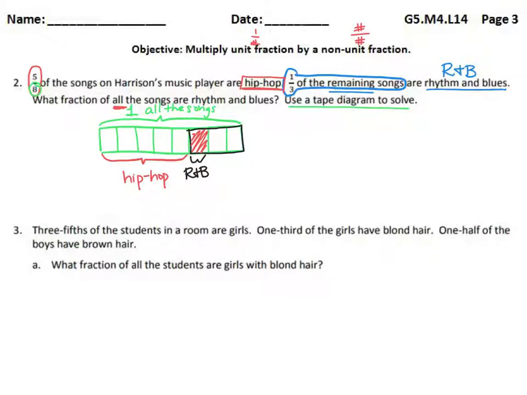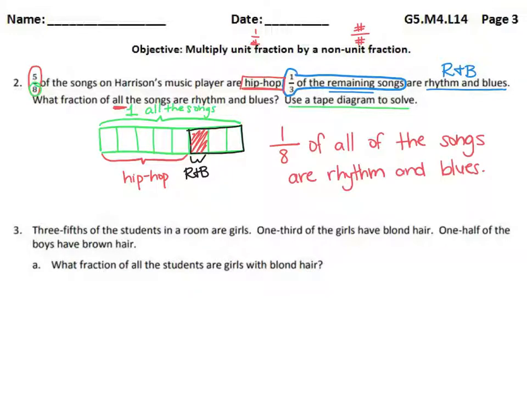So that one red is the rhythm and blues. So we need to count. That's 1 out of how many? 1, 2, 3, 4, 5, 6, 7, 8. So 1/8 is rhythm and blues. We need to write a sentence answering this question. What fraction of all the songs are rhythm and blues? 1/8 of all of the songs are rhythm and blues. All right, pause the video until you get that done. Then click play and we'll keep going.